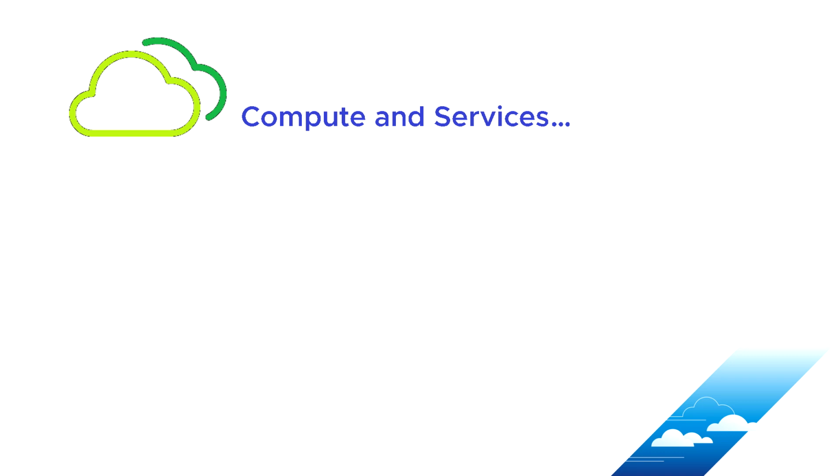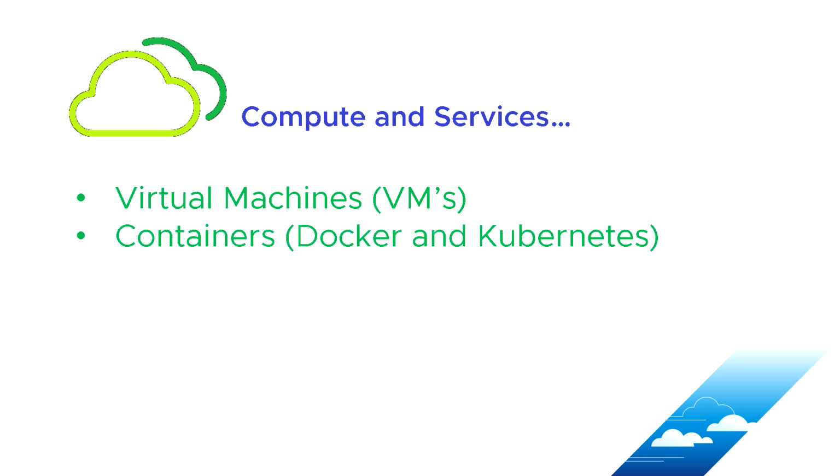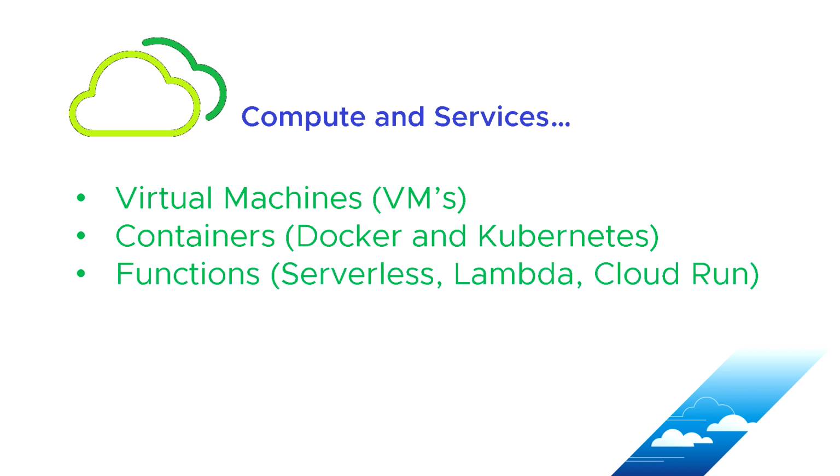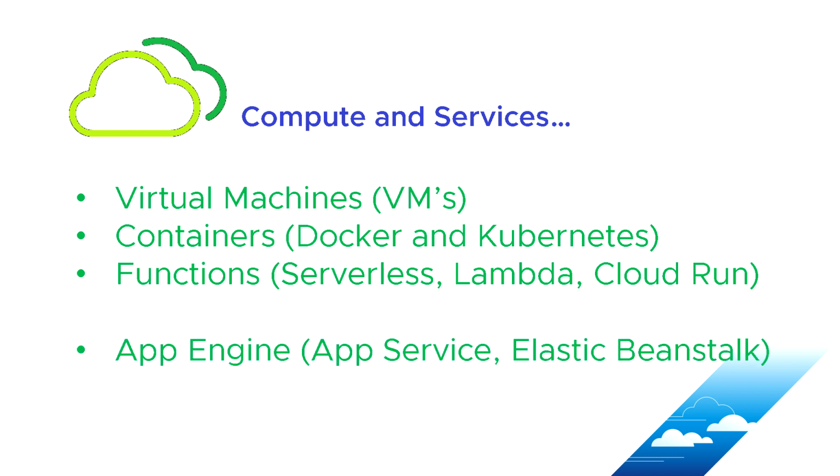So in a previous video we looked at compute and services, and this time I'd like to go into a little bit more detail about them. We're going to talk about virtual machines, containers, something you might have heard around Docker and Kubernetes, the current buzzwords around those, functions, something you might have heard as serverless, Lambda or Cloud Run. There's also another thing here called App Engine or an app service or something like Elastic Beanstalk. We're not going to cover those in this video. That's an entirely different topic. So I just want to call out that they do exist, but just for the purposes of this video, we're just going to cover VMs, containers, and functions.